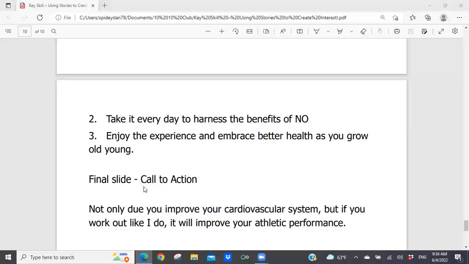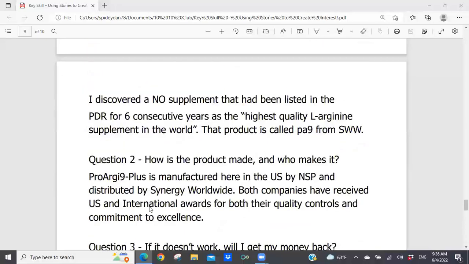And then he has a final slide with a call to action. Not only do you improve your cardiovascular system, but you also work out like I do. It will improve your athletic performance. So that line is, again, coming back up here.